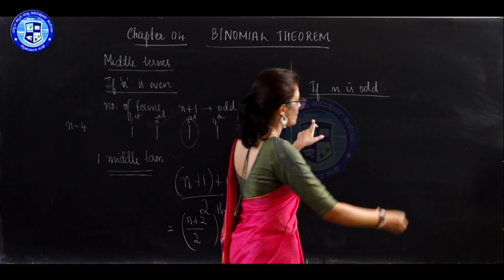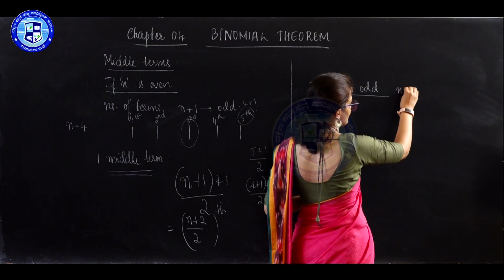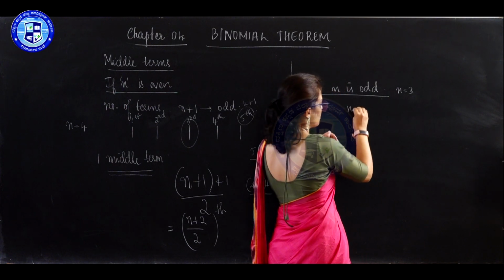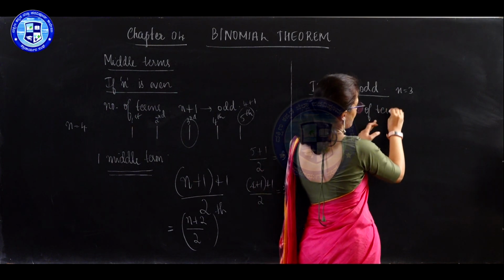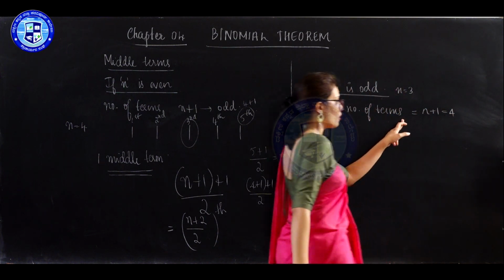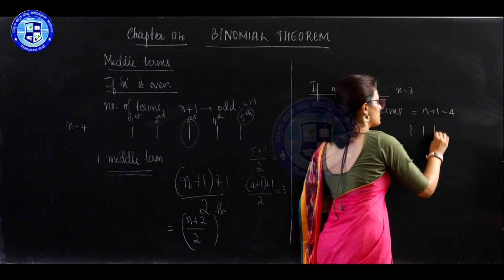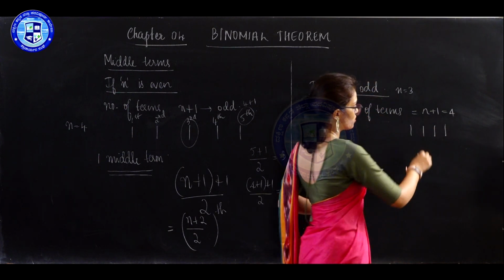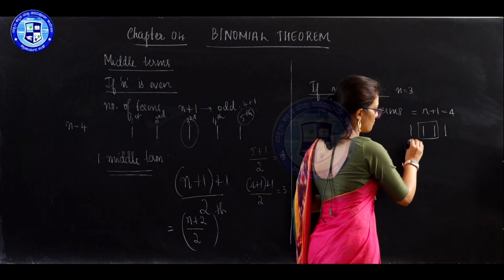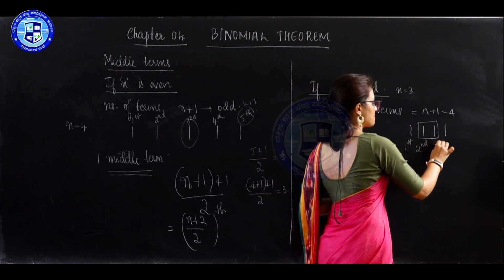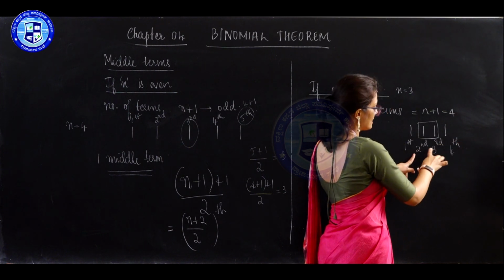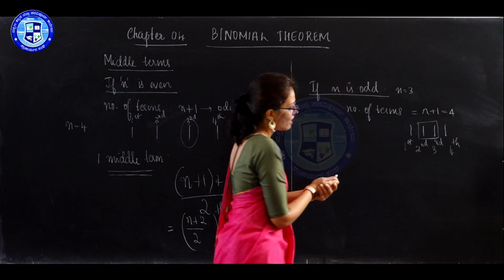So, when n is odd, let us take an example, let us take n is equal to 3. Okay. So, what happens? The number of terms will be 4. So, number of terms is equal to n plus 1, that is equal to 4. So, if there are 4 terms, now which one is the middle term? You have 4 terms. So, if you see, these 2 terms will be the middle terms. This was the first term, second term, third term, and this is the fourth term. So, the second term and the third term are the middle terms.